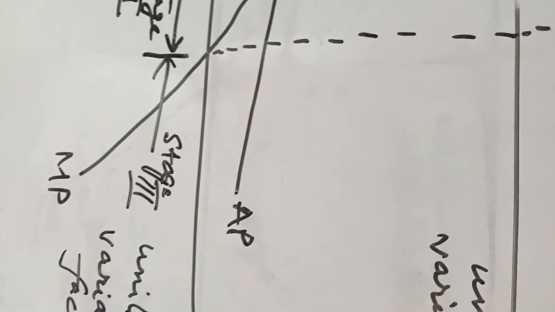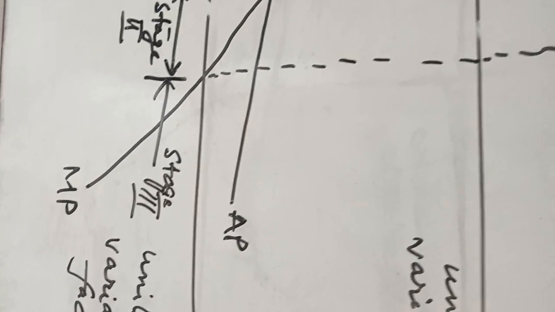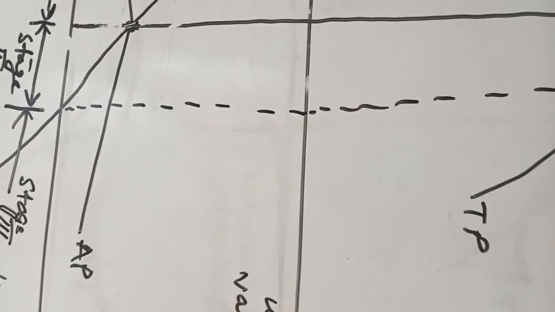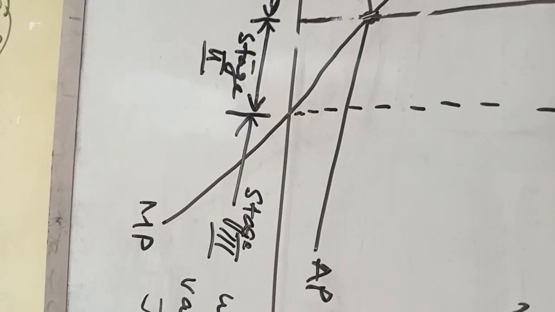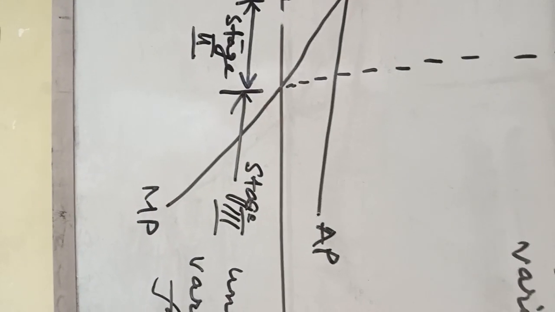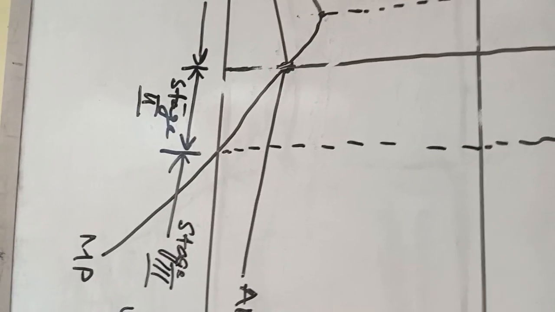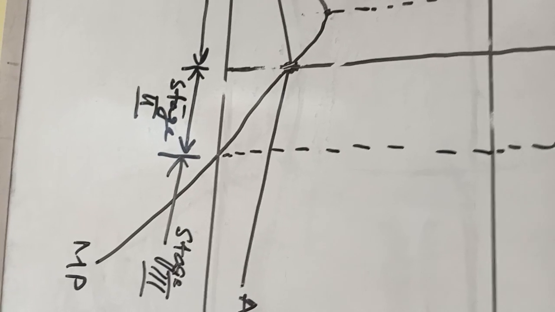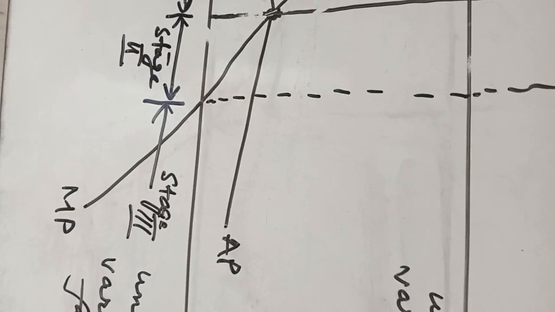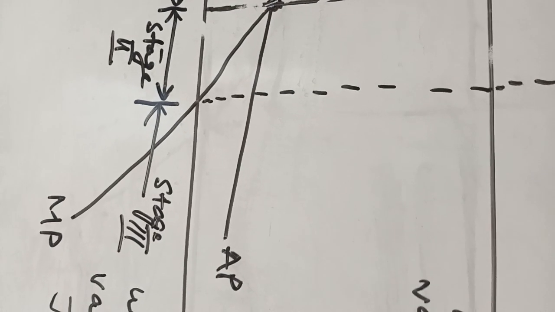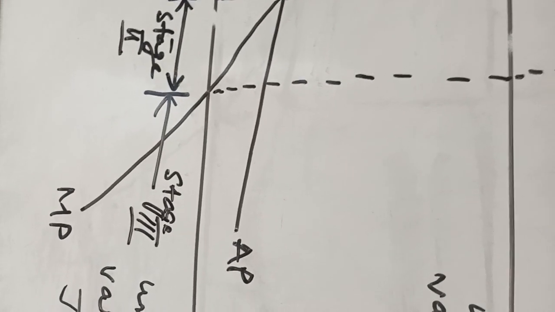Now stage 3, the stage of negative returns. In this stage, total product is falling, and when total product is falling, MP, marginal product, becomes negative. It goes below the x-axis, and average product is still falling, but it never touches the x-axis because it is never zero. It is never zero and no question of being negative.